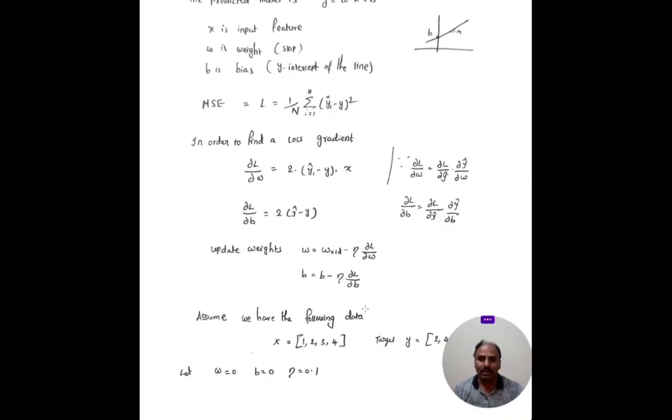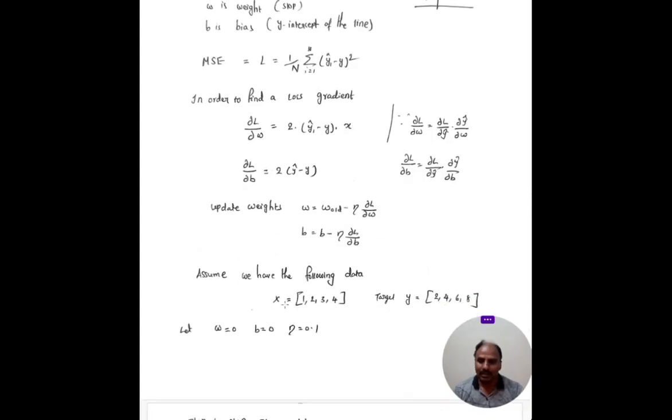Now how are we updating? The new weights will be updated by using the gradient descent algorithm. W new equals W old minus eta into dou L by dou W, and B new equals B old minus eta into dou L by dou B. These are the two updating equations. Let us take the given problem: x equals 1, 2, 3, 4 and target outputs are 2, 4, 6, 8. Let us take the initial values w equal to 0 and bias 0, because I don't know the initial values of w and bias. Then the learning rate is 0.1. So this is step by step.